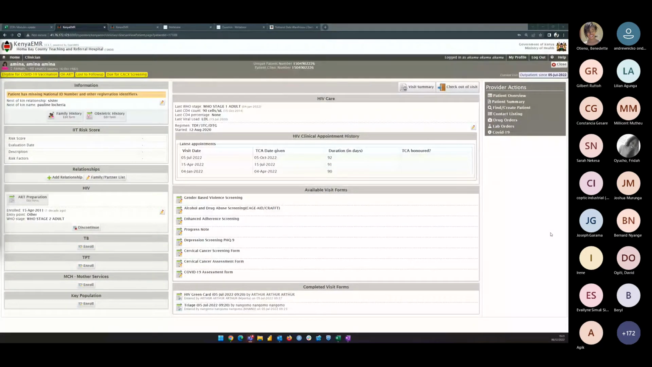I cannot see any comment. Let me just scroll up.